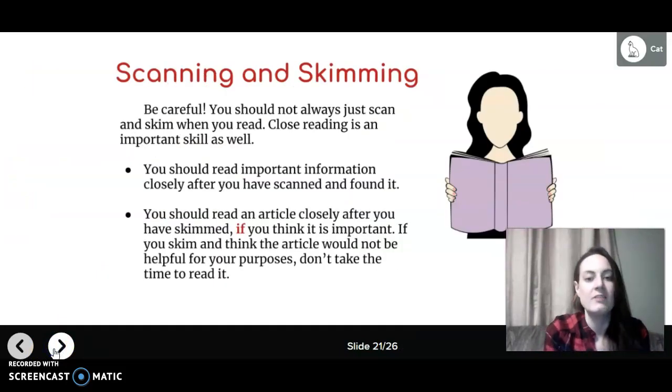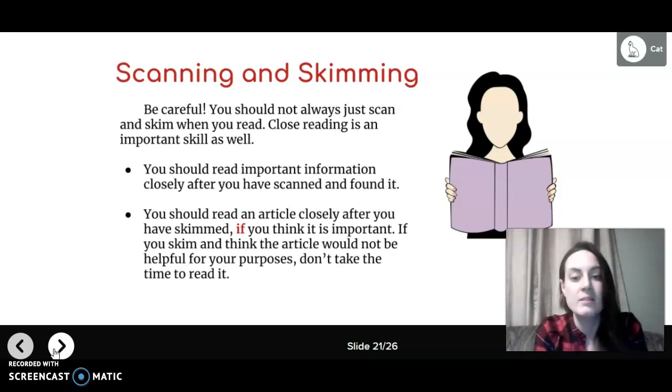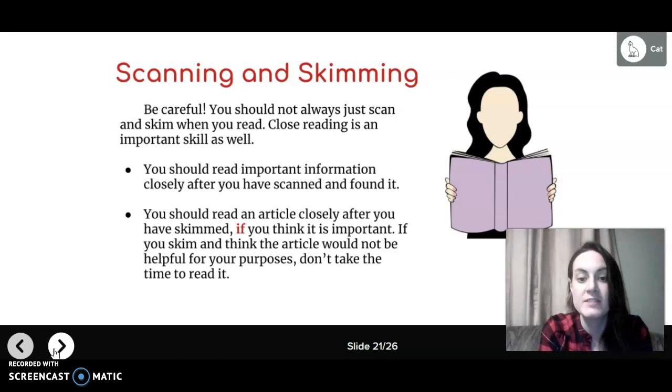Scanning and skimming. Be careful. You should not always just scan and skim when you read. Close reading is an important skill as well. You should read important information closely after you have scanned and found it. You should read an article closely after you have skimmed it if you think it is important. If you skim and think the article would not be helpful for your purposes, don't take the time to read it.